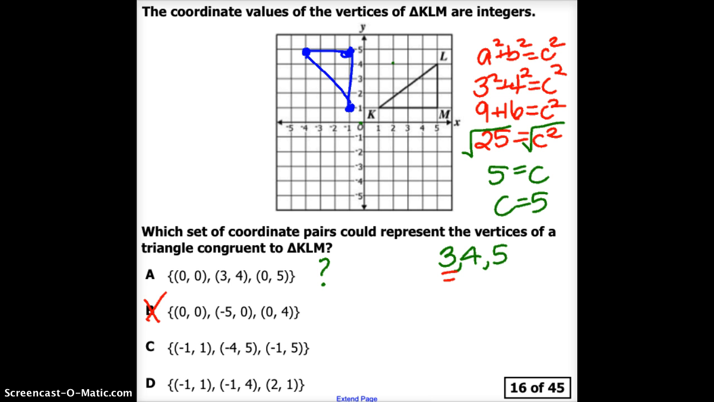Now let's measure our sides. We have 3 here and 4 here, and across from my right angle would be c over here, but I've already done the work. I know that that c would have to be 5. So my answer is going to have to be choice C.